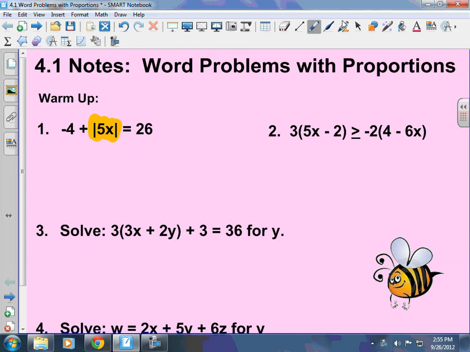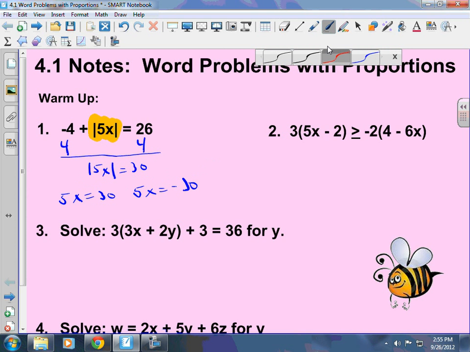Is there anything outside of my absolute value? Of course, the answer is yes, so I have to get rid of that. So I'm going to add 4 to both sides, and I get the absolute value of 5x equals 30. Now, there's nothing outside my absolute value, so I go 5x equals 30 and 5x equals negative 30. You have to set it equal to both the positive and negative answer. Now I divide both sides by 5, and I get x equals 6. And when I divide this by 5, I get x equals negative 6.